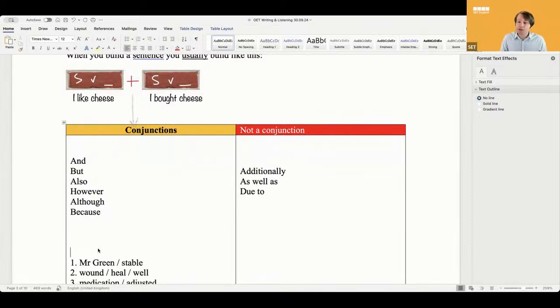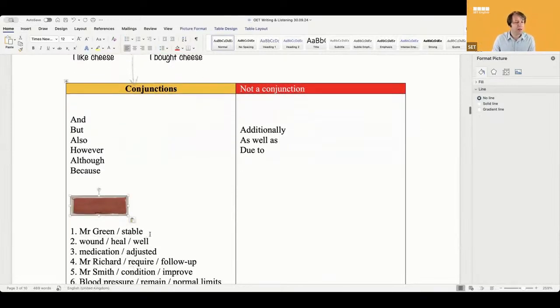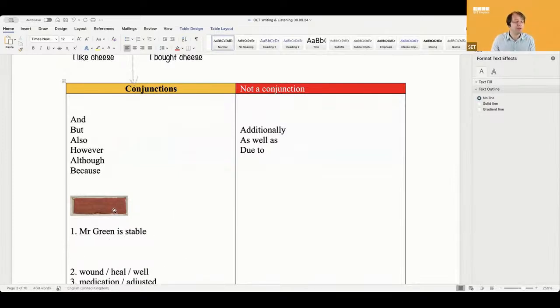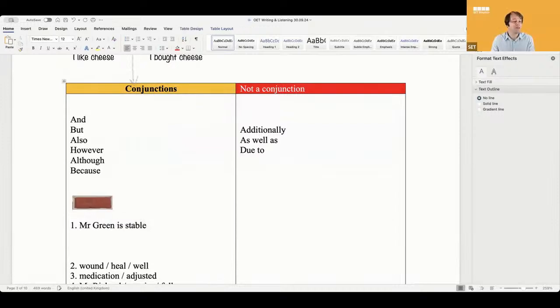I just want someone to make me a simple one-brick sentence. So Karma, we'll start with you. Just one brick, please. Mr. Green is stable. So guys, where's the subject here? Mr. Green. Where's the verb? Is.